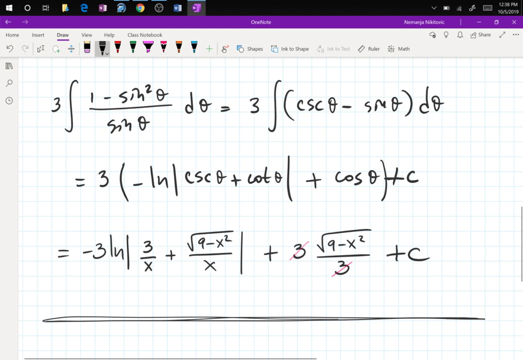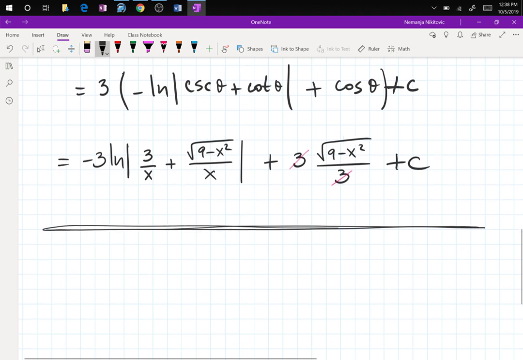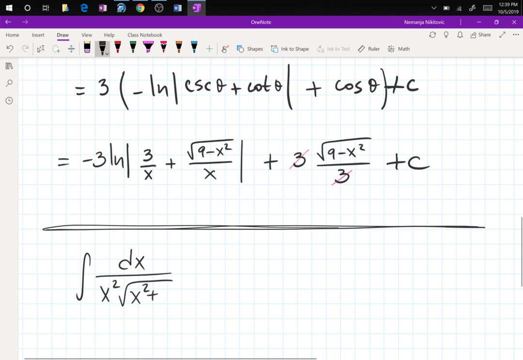Well, let's pick, what should we do? How about 21? Now, this is an old edition of the book, so it's not going to match your problem, so that's why I'm not using the numbers. dx over x squared, square root of x squared plus 9.